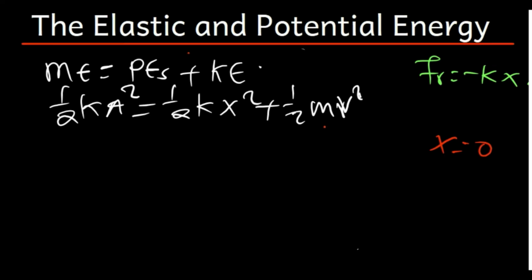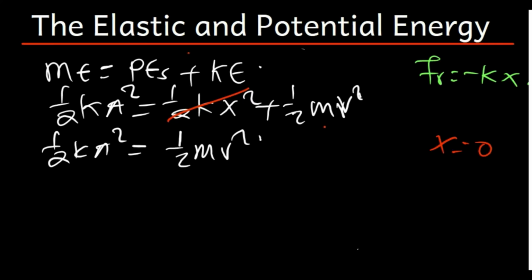Now what we need to know is that if x is equal to 0, we don't expect to have potential energy, meaning that we are going to have the maximum velocity. So we can find the formula which is going to help us find the maximum velocity when x is equal to 0. So when the spring is at equilibrium, x is equal to 0, we are going to have the maximum velocity. So I'm going to have half ka squared equal to half mv squared.